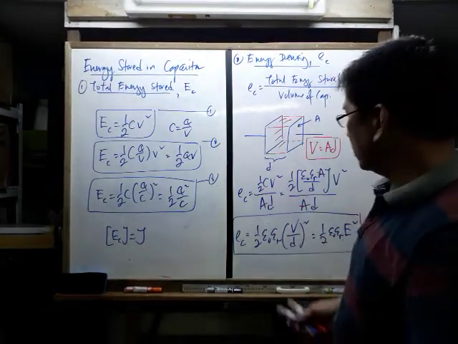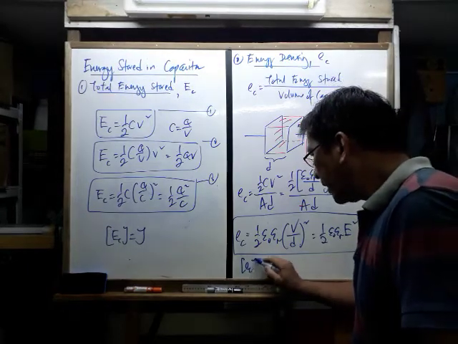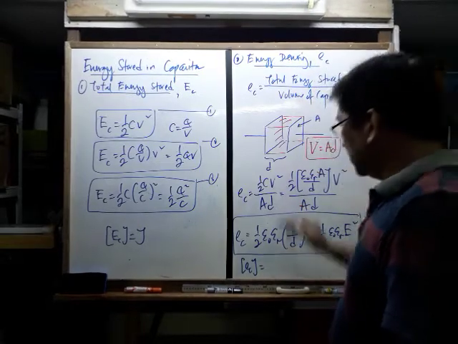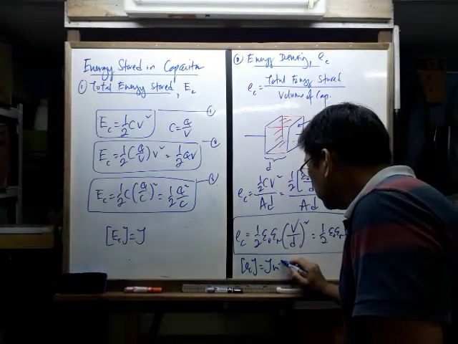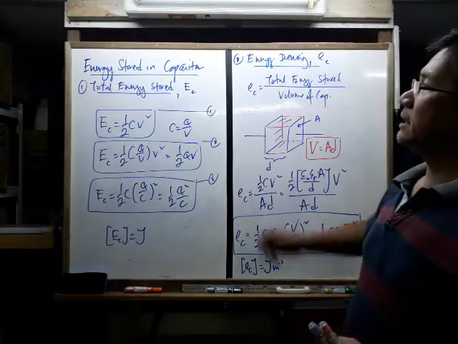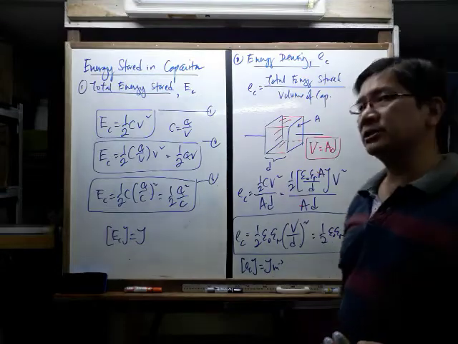All right. So the unit for energy density will be joule per unit volume. So that is our energy stored in a capacitor: one for total energy, one for energy density.